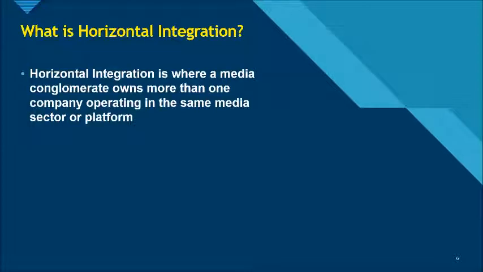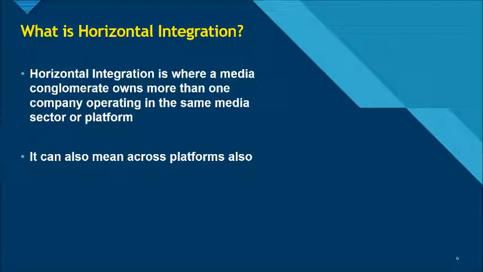Well, horizontal integration is simply where a media conglomerate will own more than one company that operates in the same media platform. So for example, where a media conglomerate will own lots of different companies that are all in the film industry, or lots of different companies that are all in the video games industry, and they are in a sense competing with each other.